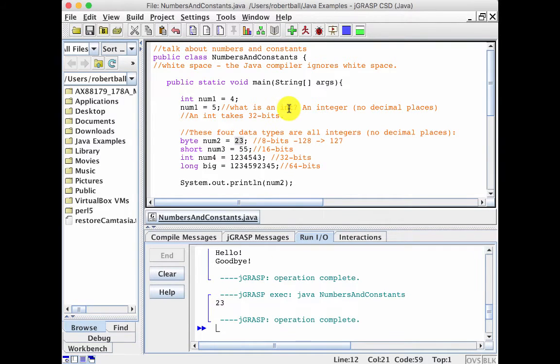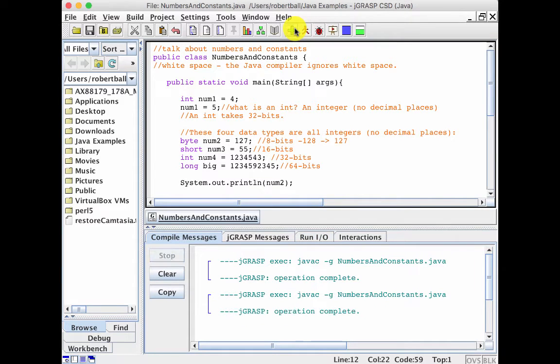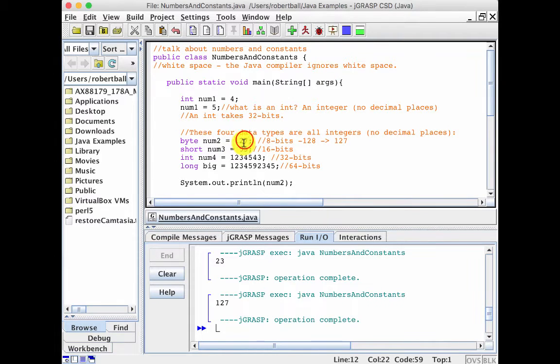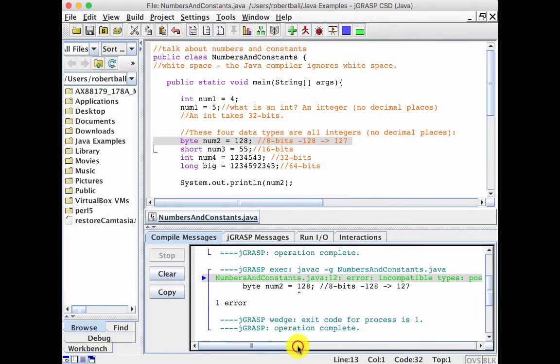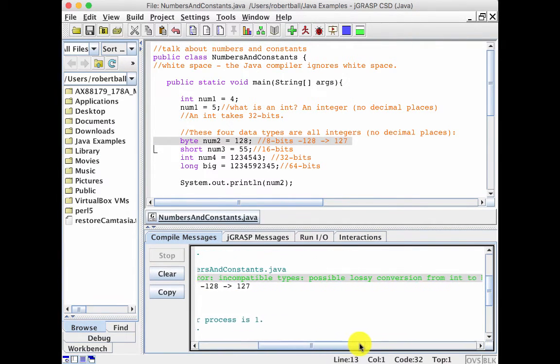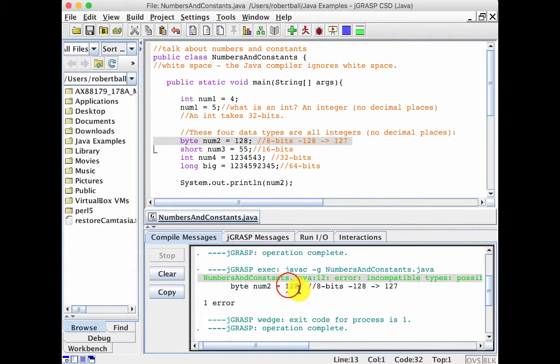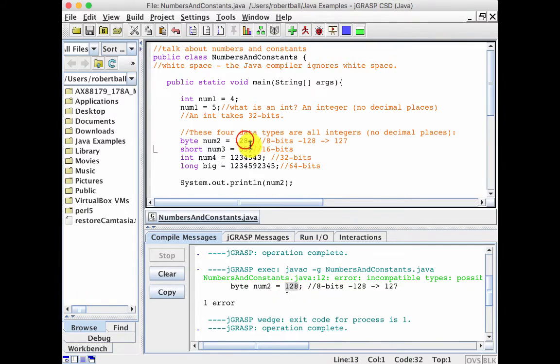Well, can I make this 127? Yeah, I can compile that. A byte can take up to 127. No problem. Can I make this 128? No. Incompatible types: possible lossy conversion from int to byte. In other words, it's too big. 127 is as big as we can get.